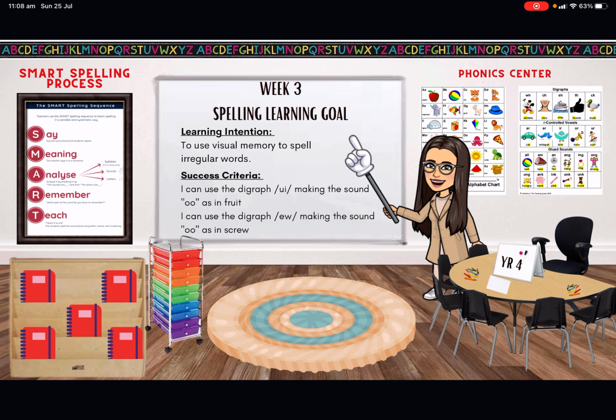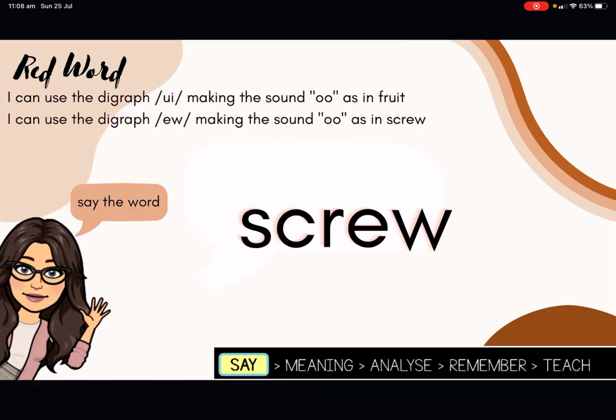This week in spelling, you are focusing on two different digraphs, however, they both make the same sound. The first digraph you will be focusing on is the digraph UI, which makes the sound oo, as in the word fruit. And you are also focusing on the digraph EW, which makes the sound oo, as in screw. All right, let's get started.